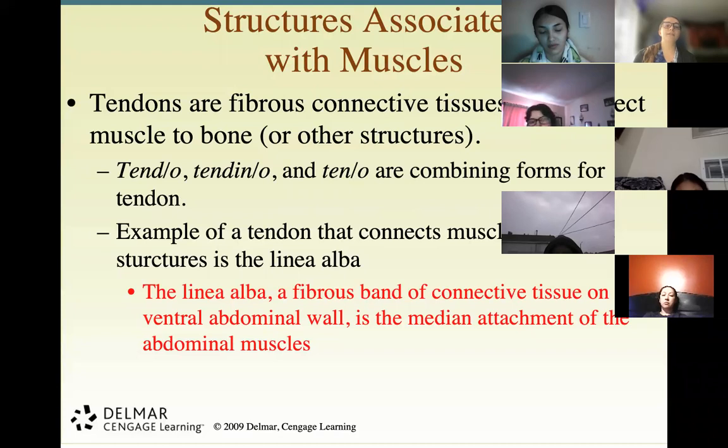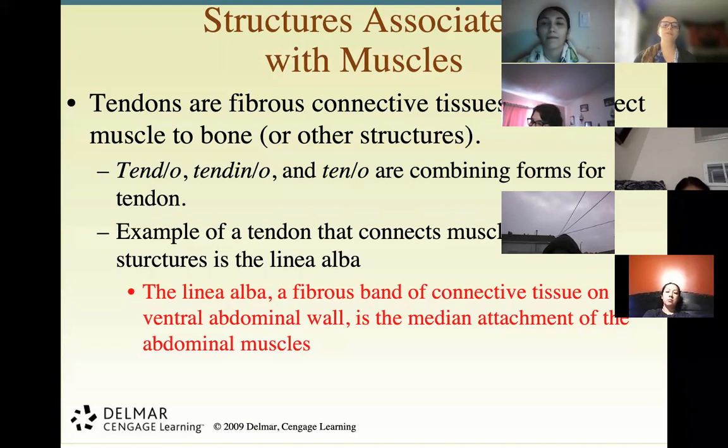Those combining forms we see for the tendon, again, are going to be tendo, tendino, and teno, seeing those connecting vowels there. And thinking about tendons that connect muscle to other structures, there is the linea alba. Now the linea alba, that's a fibrous band of connective tissue on the ventral abdominal wall. And it's the median attachment of the abdominal muscles.